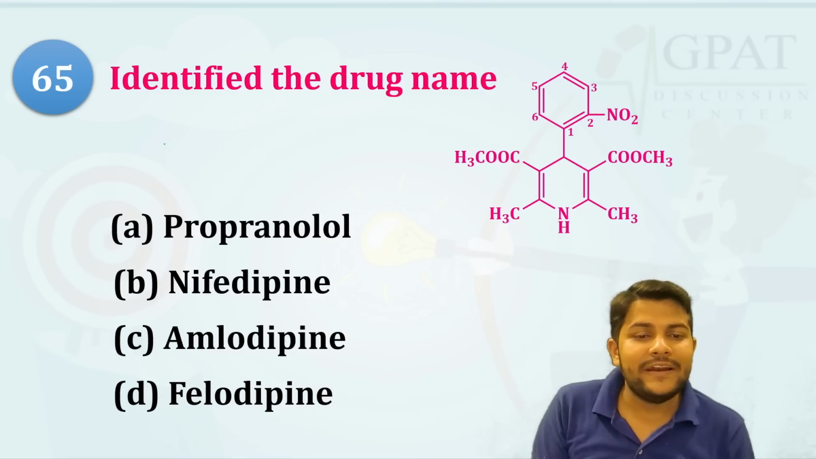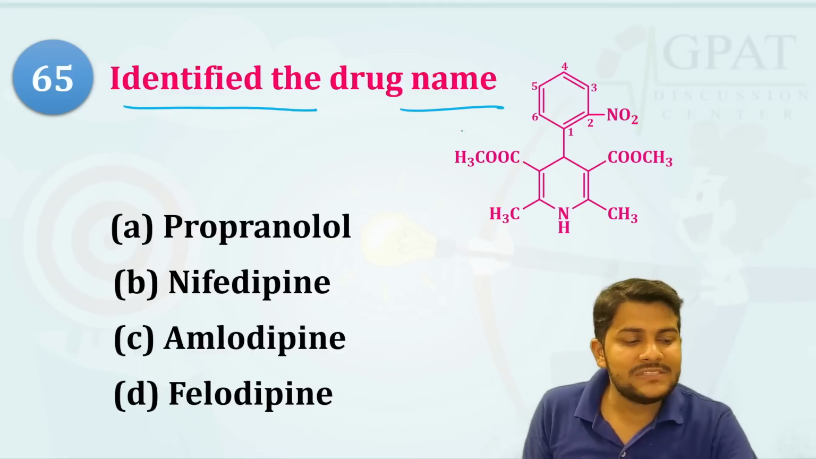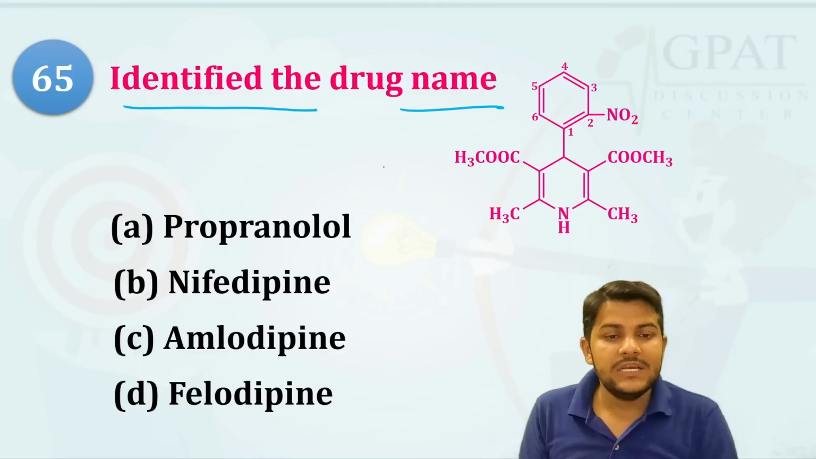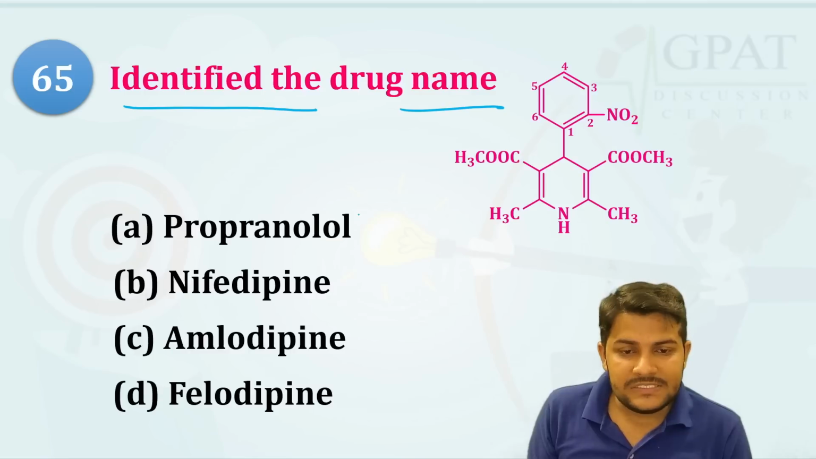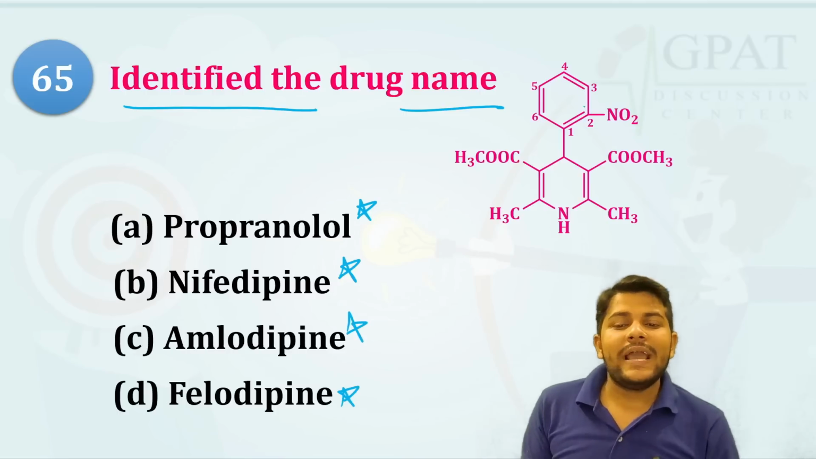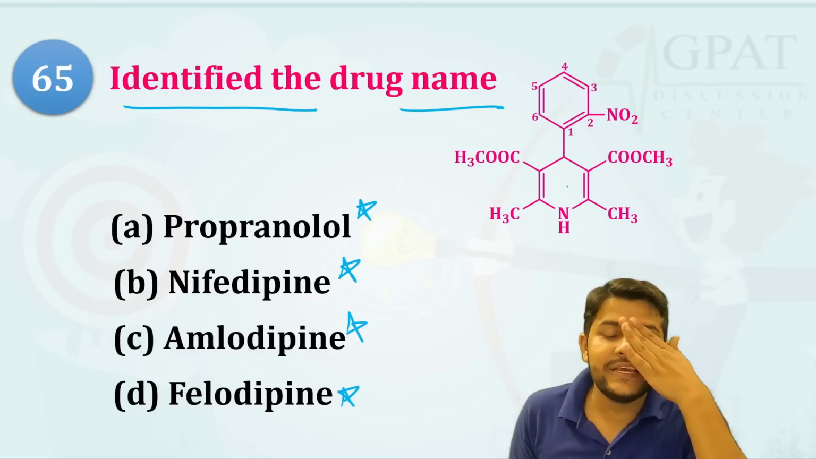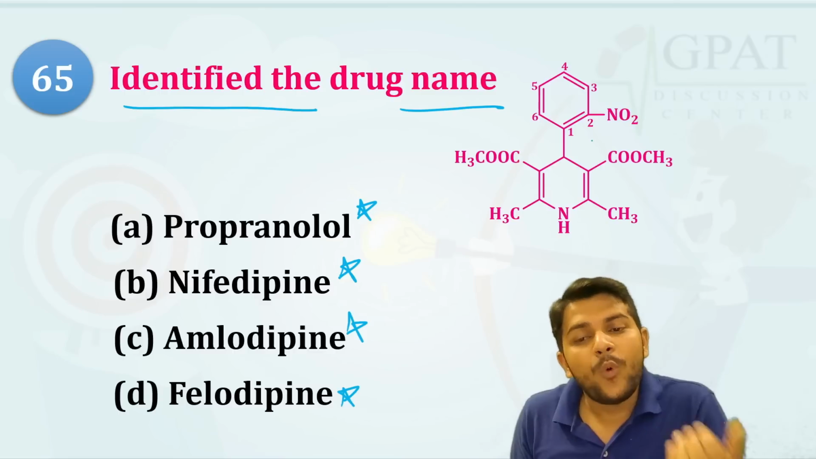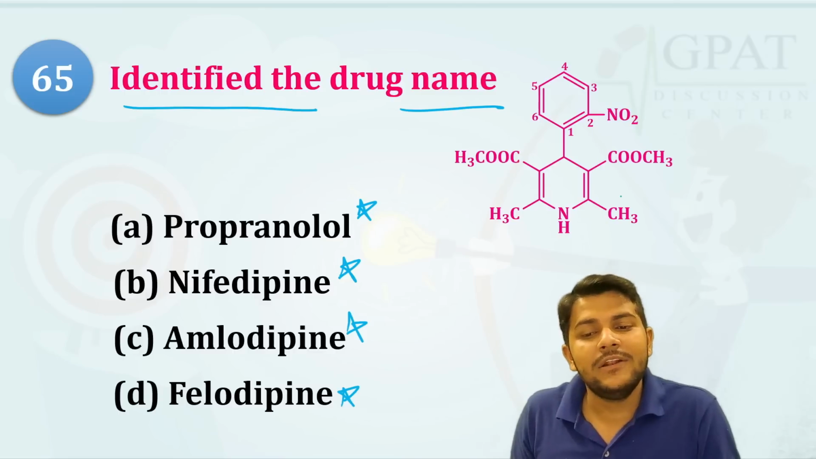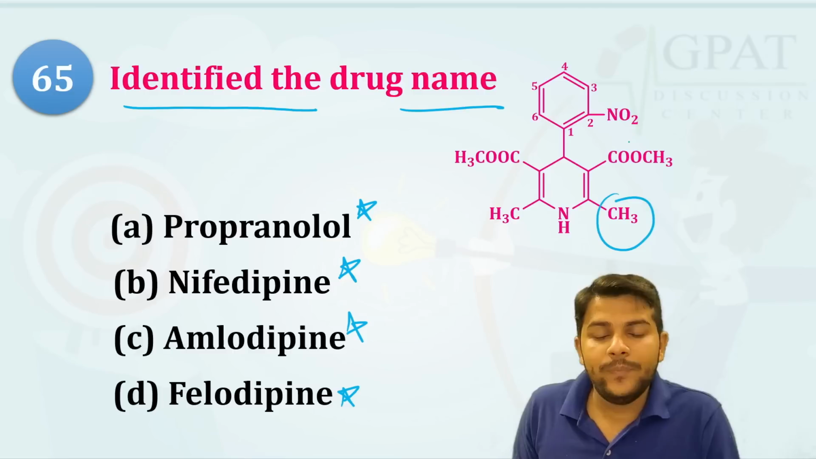So the typical diagrammatic representation shows one pyridine ring and one benzene ring, both attached. The pyridine ring contains two methyl groups and two acetic acid groups, and the nitro group is at the phenyl position. So the nitro group is there, and to remember these, simply you have nifedipine.